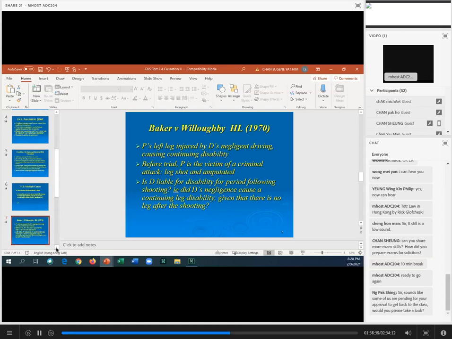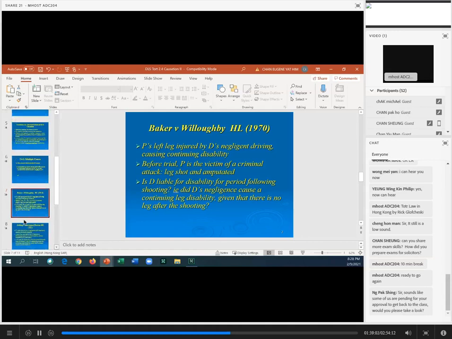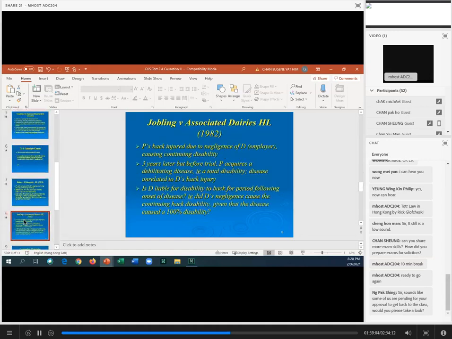Then another case, Jobling. The plaintiff's back was injured due to the negligence of the employer, causing continued disability. And then three years later, but before trial, which is interesting because these personal injury actions do take a long time to come to trial. I've represented clients in personal injury actions where the accident occurred six or seven years ago, before you actually get to trial. I mean, most personal injury actions don't go to trial because they normally are settled.